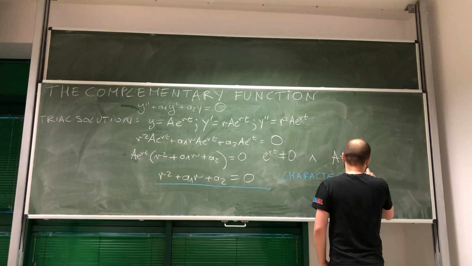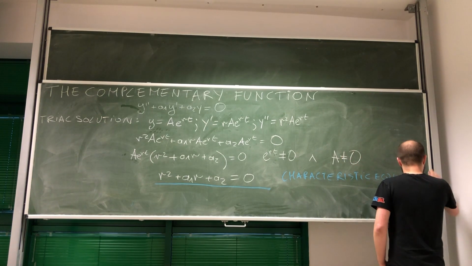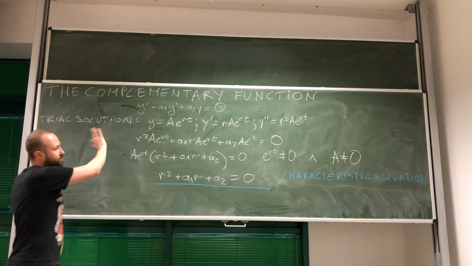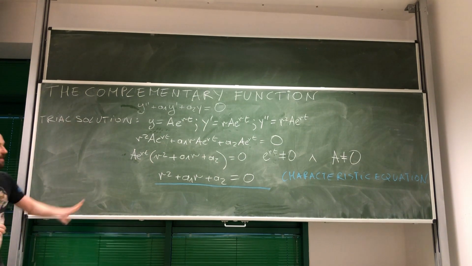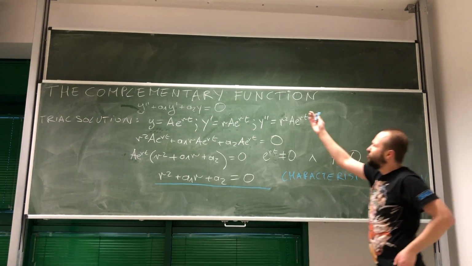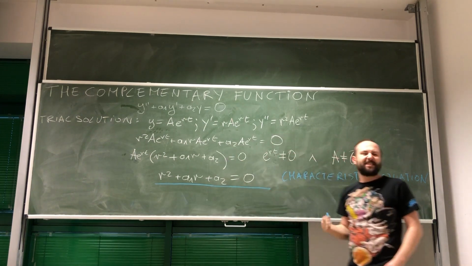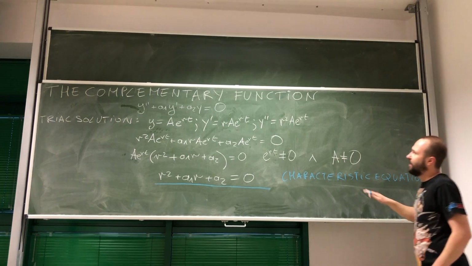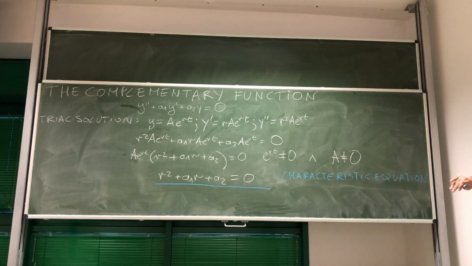Characteristic equation. Okay, so for this homogeneous differential equation, this is its characteristic equation. But of course, look, if here we would have 7, it wouldn't change anything. We would still have the same characteristic equation. So it works even if we have not just 0.